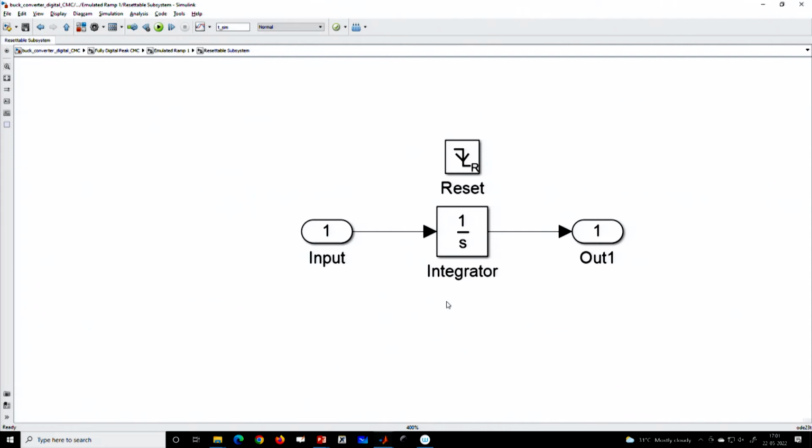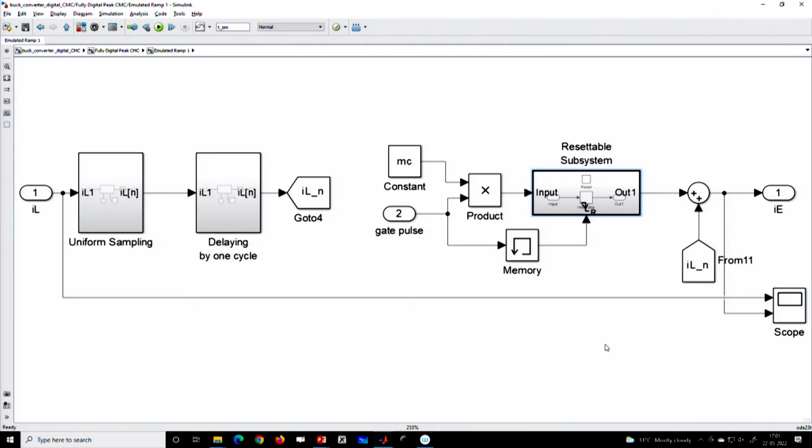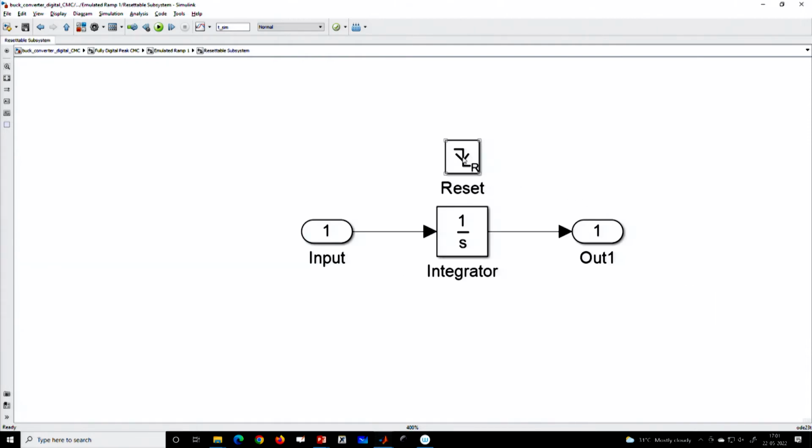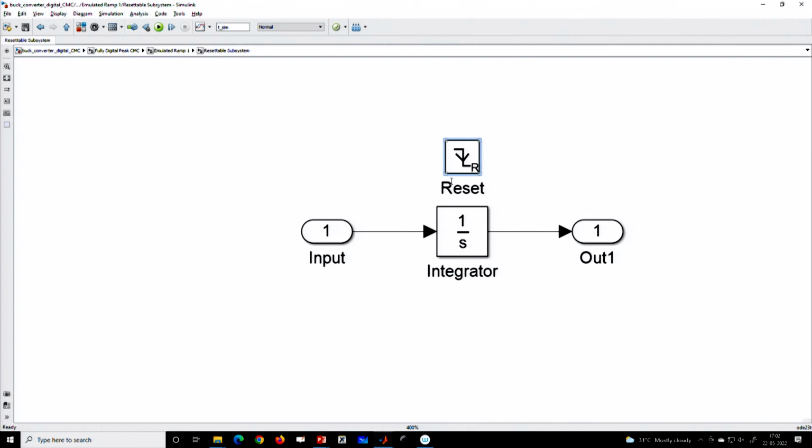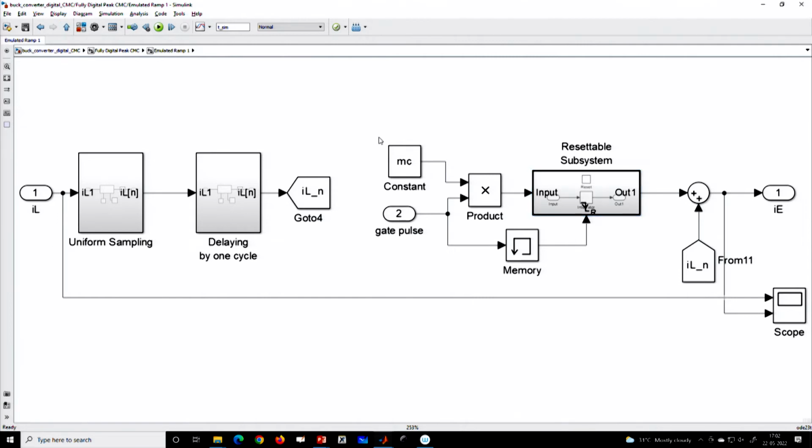If you go to the resettable block, there is a resettable integrator. That means the integrator, if it is not reset, will keep on increasing. And who will reset the integrator? The integrator reset happens based on the gate pulse. There will be an edge detection circuit, and this is a resettable edge, so it will detect the falling edge, and that falling edge is used to reset the integrator. That is it. Next, the constant, that is the slope of the current that we want, and the output.